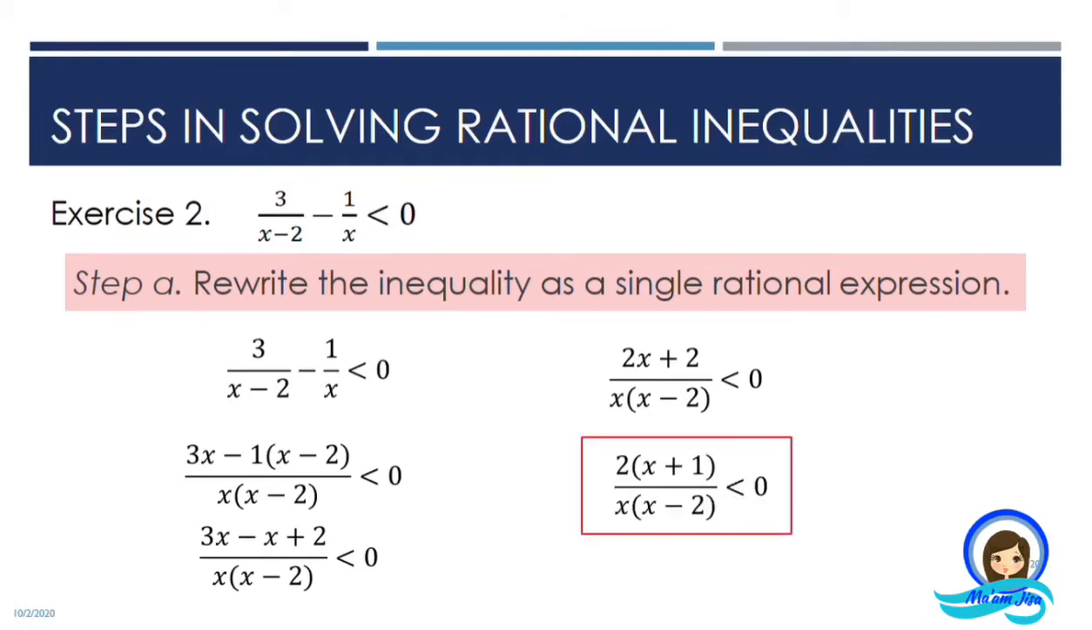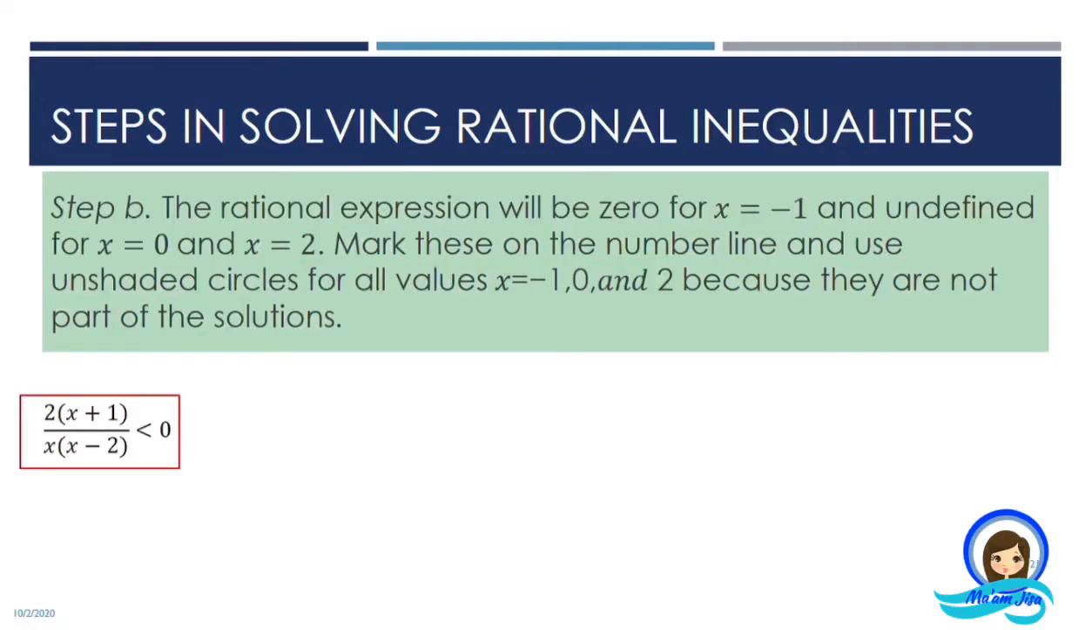So we have here our final single rational expression. We have 2 times quantity x plus 1, so we factor out 2, all over x times quantity x minus 2, less than 0. For our second step, we need to locate the values of x wherein the rational expression will be 0 and undefined. So to do that, let us equate the quantity found in the numerator and in the denominator to 0.